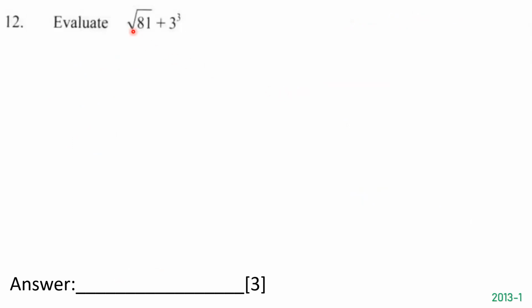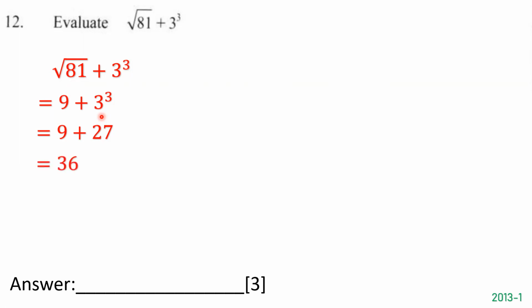It's the square root of 81 plus 3 to the third power. Now, what is the square root of 81? That's what number times itself gives you 81. The answer to that is definitely going to be 9. And then we have 3 to the third power. Well, 3 to the third power is definitely going to be 27 because it's 3 times 3 times 3, which is 27. And then we do 9 plus 27, and 9 plus 27 is 36.